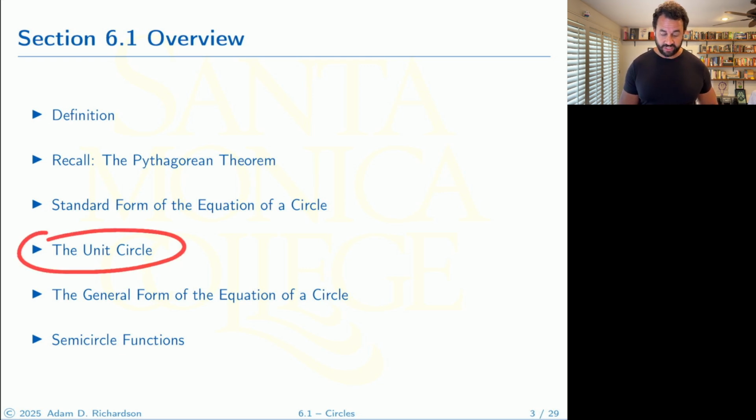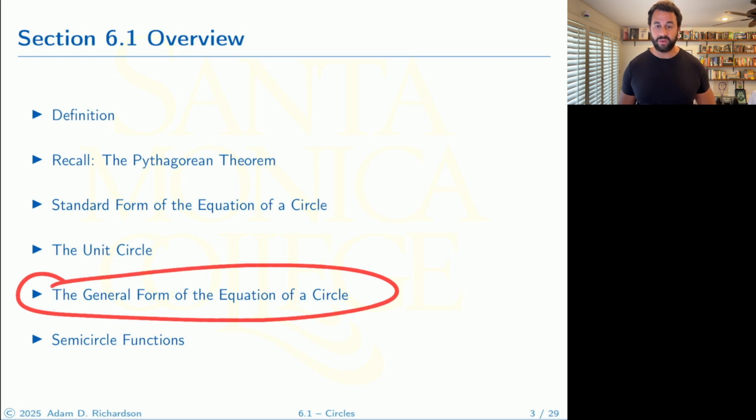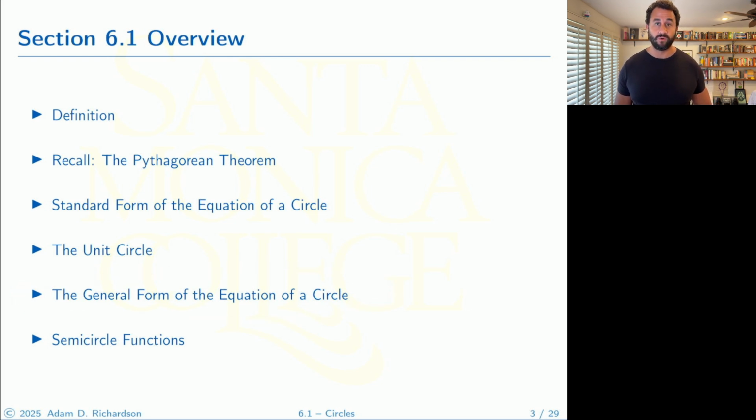Then we'll talk about the unit circle, which we've also seen in the past. Then we'll talk about something new that we haven't seen yet, the general form of the equation of a circle. And then we'll finish off by reviewing and exploring the semicircle functions. We did see those in the past. A couple of those are the functions of some important graphs that you wanted to memorize back in chapter 2, but we're going to generalize them a little bit.